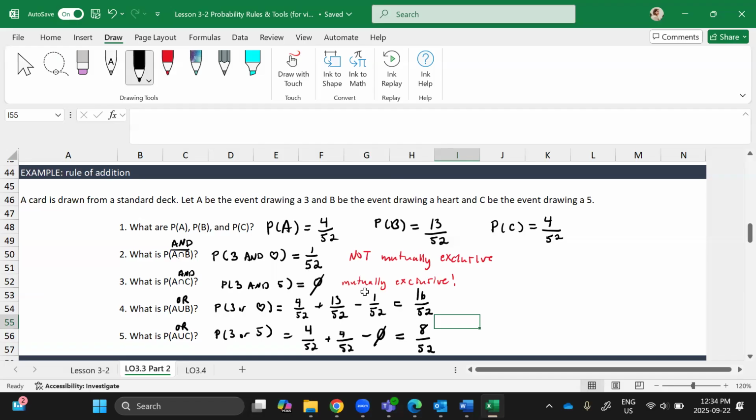So this shows you when you have not mutually exclusive events, you have to subtract the probability that they both occur, the and, or you'll double count. If the events are mutually exclusive, you can simply add them up, the two individual probabilities. That's why it's called the rule of addition, because you are adding the probabilities.